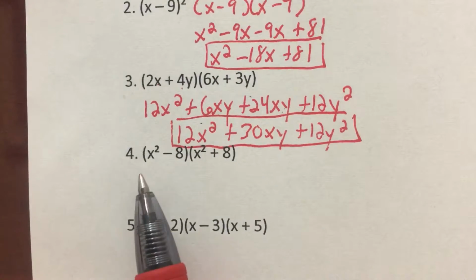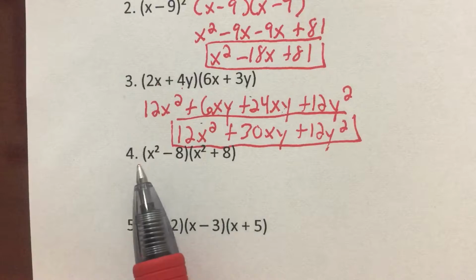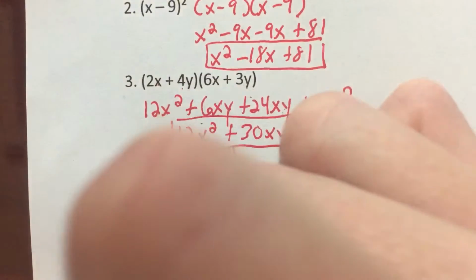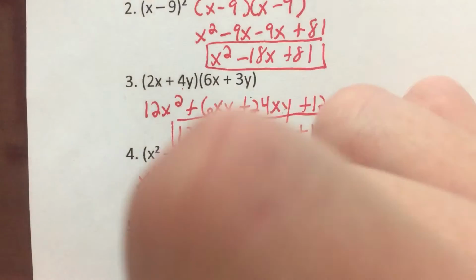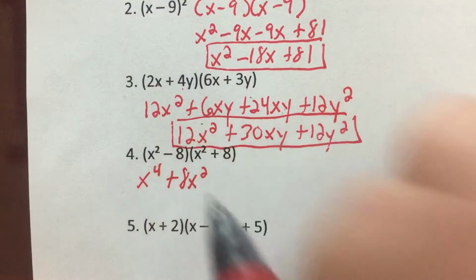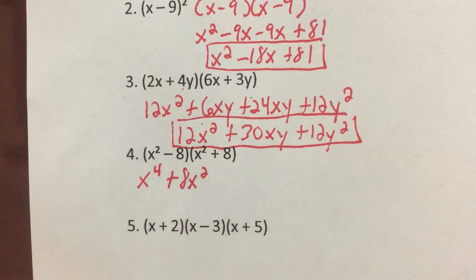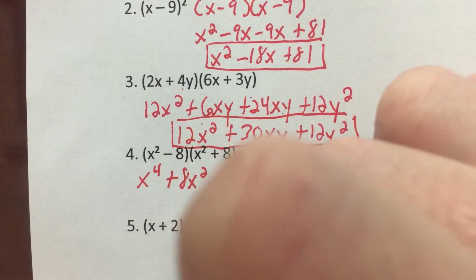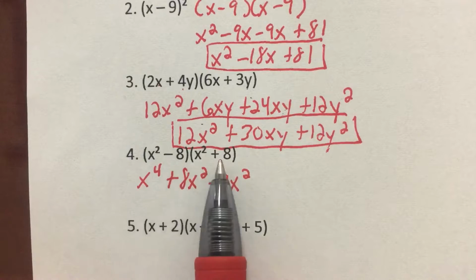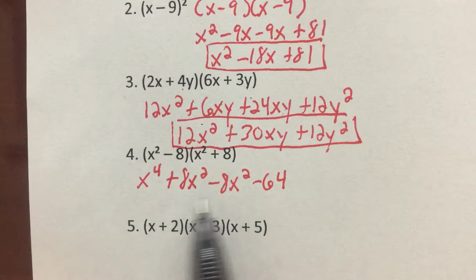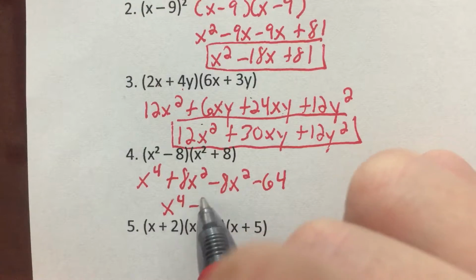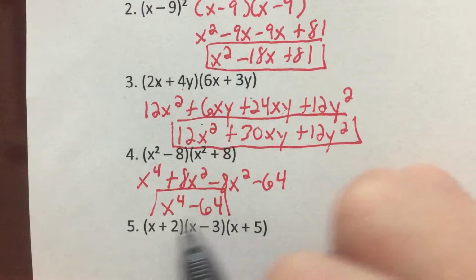Number 4, x squared minus 8, x squared plus 8. When x squared multiplies x squared, you get x to the 4th. When x squared multiplies a positive 8, that's a positive 8x squared. When negative 8 multiplies x squared, we get negative 8x squared. And when negative 8 multiplies a positive 8, we get a negative 64. The two terms in the middle are like terms, but they will cancel each other out. It makes 0 x squareds, so we can leave it out. We'll just say x to the 4th minus 64.